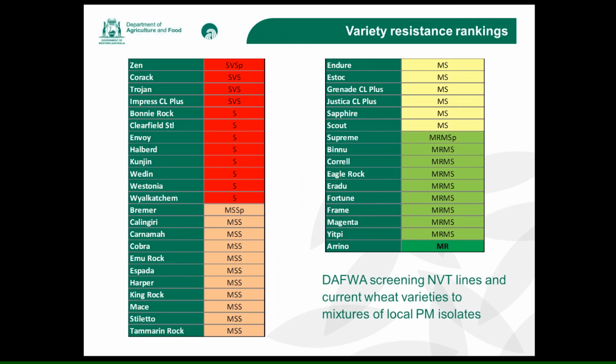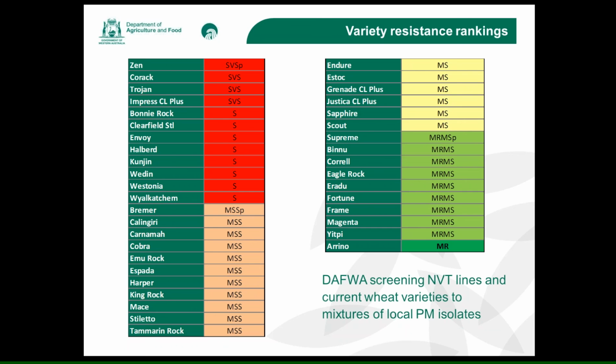Varieties. This is out of the wheat variety guide, the DAFFA wheat variety guide. And if you have a look at the table here, you can see that there's a lot more varieties in that moderately susceptible to susceptible through to very susceptible side of the draw than there is in the MS through to MR side of the draw.